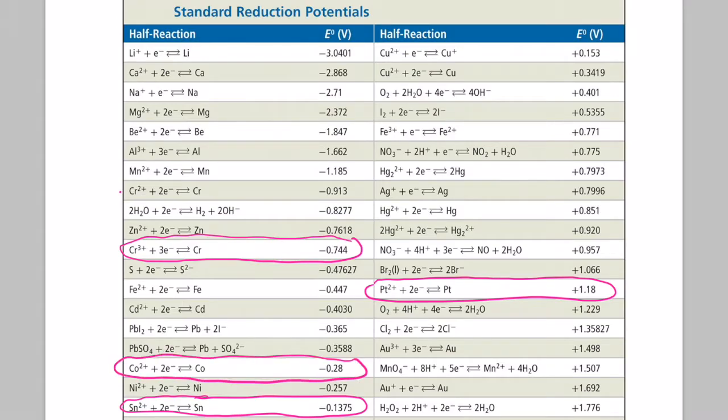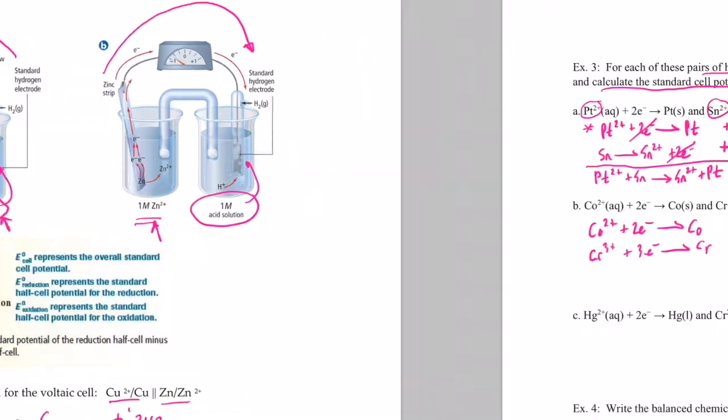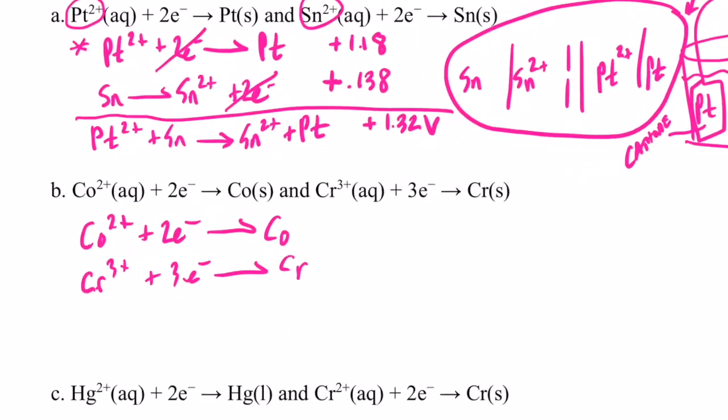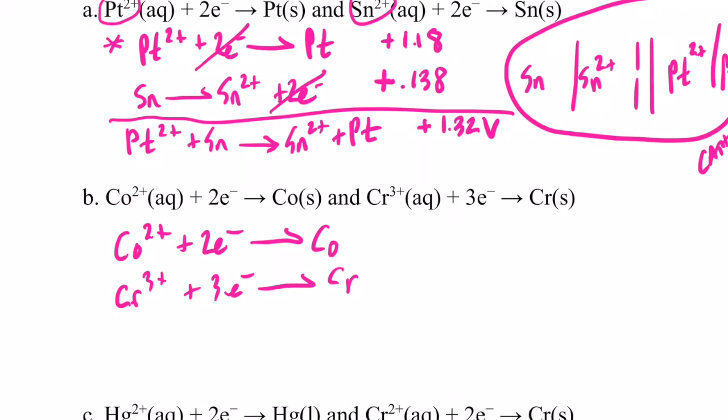That looks like that's a negative 0.28 volts. So now we can go back over to this page. We can write those down. The cobalt 2 plus 2 electrons was a negative 0.28 volts. And the chromium 3 plus 3 electrons was a negative 0.744. Once again, we'll just go to the nearest hundredth to make life a little easier on ourselves.